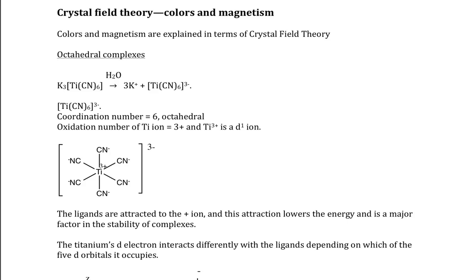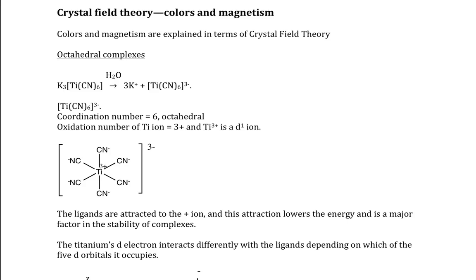So let's take this complex, K3[Ti(CN)6], and dissolve it in water. So the potassium counter ions split away and we have the titanium complex, [Ti(CN)6]3-. We know it's a 3- charge because the total neutral compound is written with 3 K+, so we know that the complex is 3-.